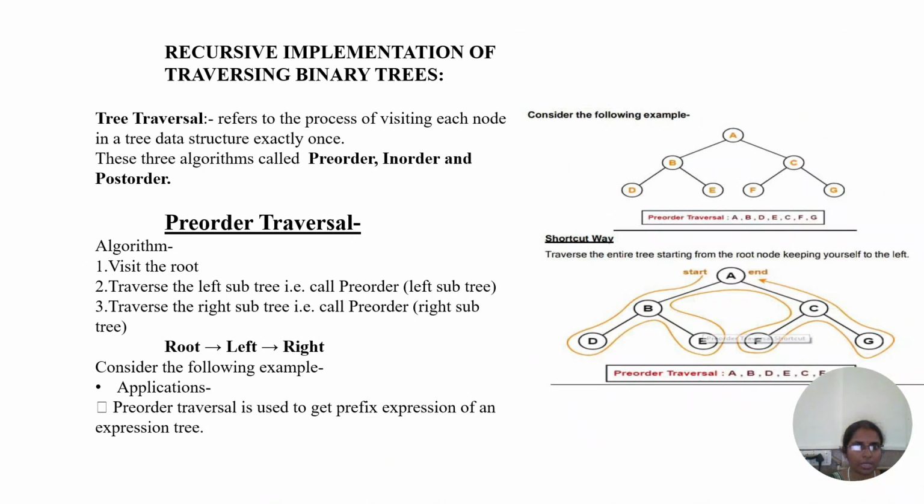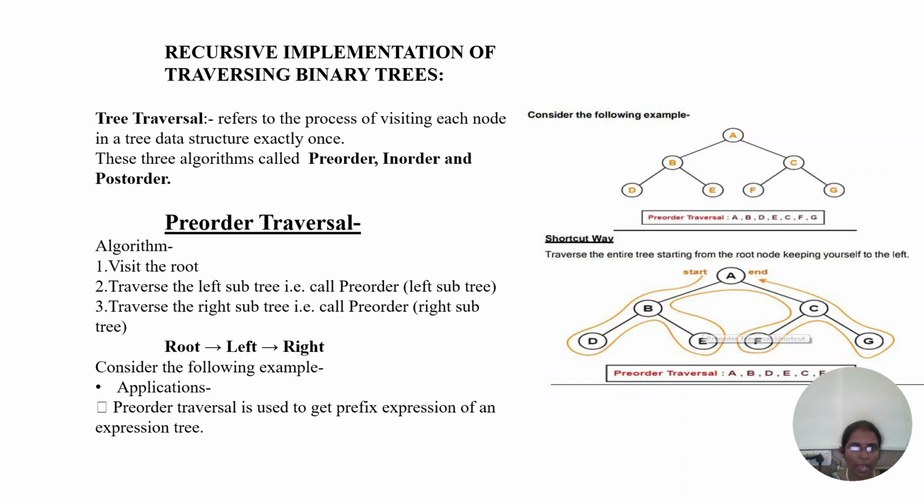Next, we will discuss the recursive implementation of traversing binary trees. Tree traversal is very important in data structures. It refers to the process of visiting each node in a data structure exactly once. That means we have to visit every node at least one time. There are three algorithms called pre-order, in-order and post-order.